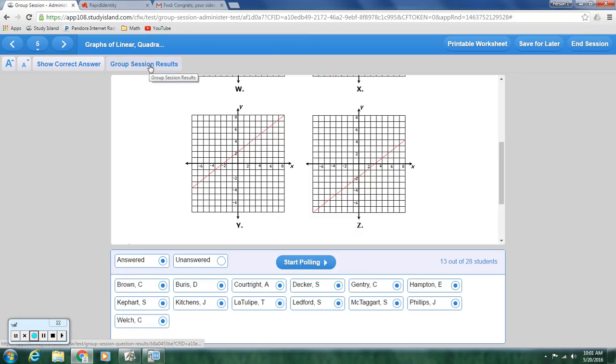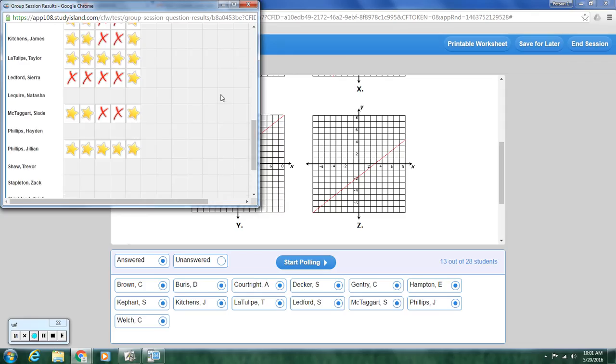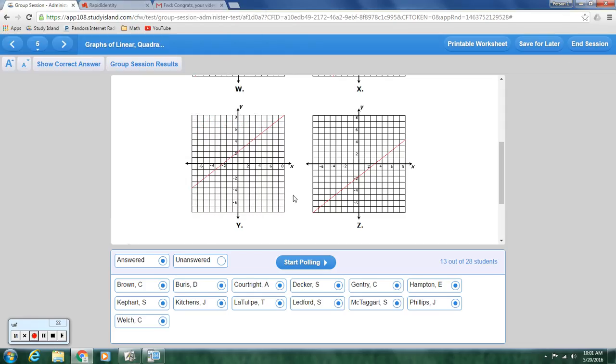Am I going to see good things? Yeah, that's what I'm talking about. Yay. Woohoo.